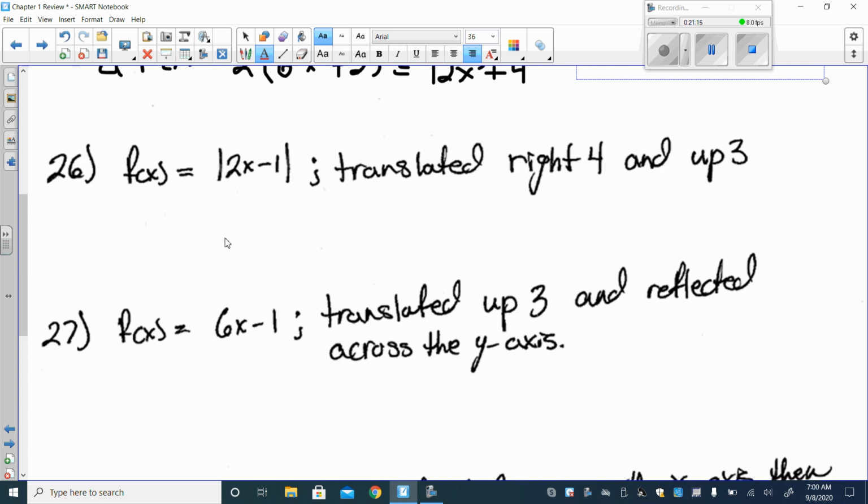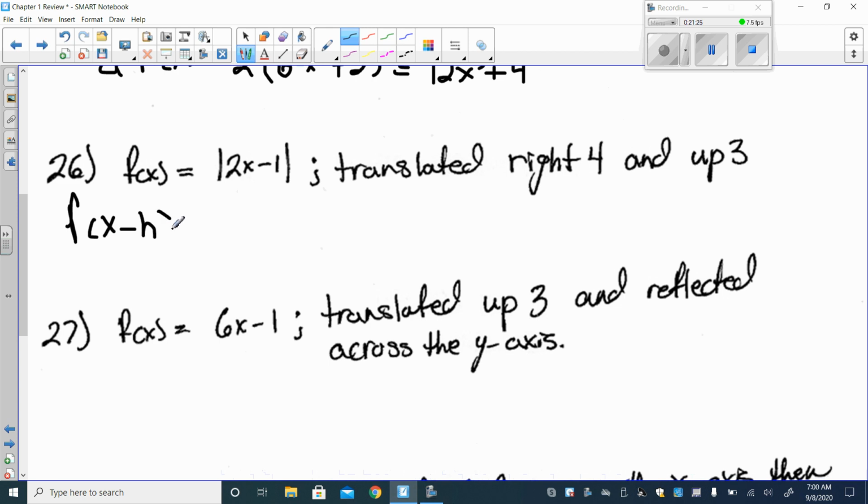So here in 26, translated 4 units right and 3 units up. So the first thing we're going to do is the 4 units to the right. So we'd have our f of x minus h. Now the value of h for this here is equal to 4, because since it's to the right 4, it's positive 4. So here we would have f of x minus 4.